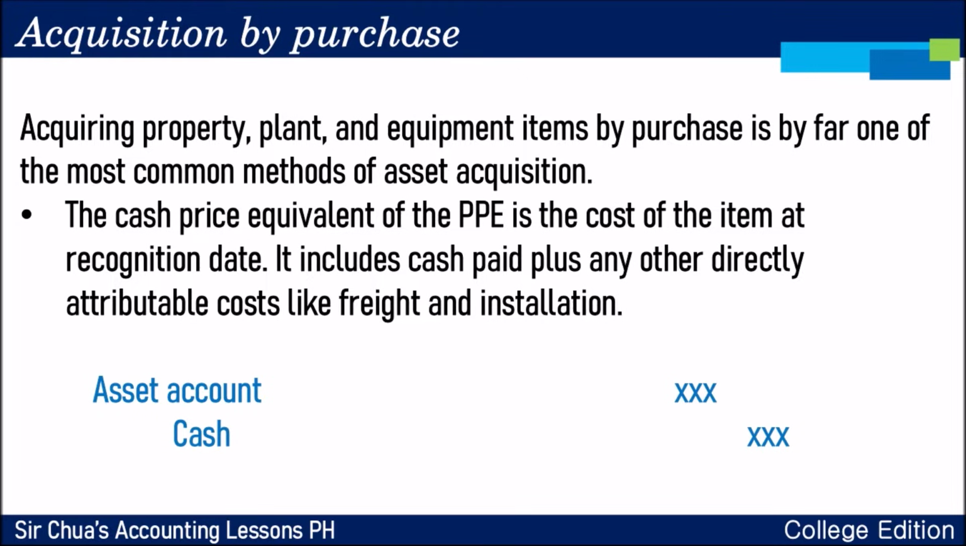And in any case, on account mo siya binili, ganun din naman, babayaran mo rin naman yung accounts payable mo related to that purchase. Okay, so the easiest way for an entity to acquire PPE is syempre bibili. Dahil kung may pera naman yung company, edi bumili na lang, di ba?